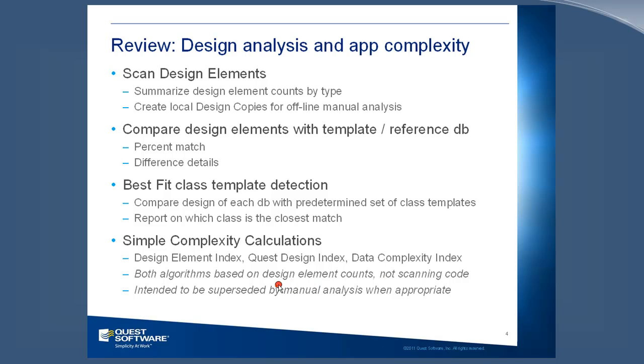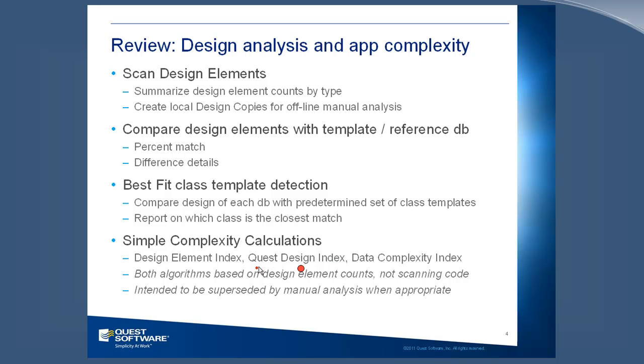It's not scanning code. It's not parsing the LotusScript code and seeing, oh, this database does something really complicated here. It's just saying we have 15 agents and 10 forms and so on. Based on those counts, this algorithm published by Microsoft puts it into a number 1 through 5. And as we'll talk about, that's a good first approximation for how complex an application is, but it's certainly not the final word.